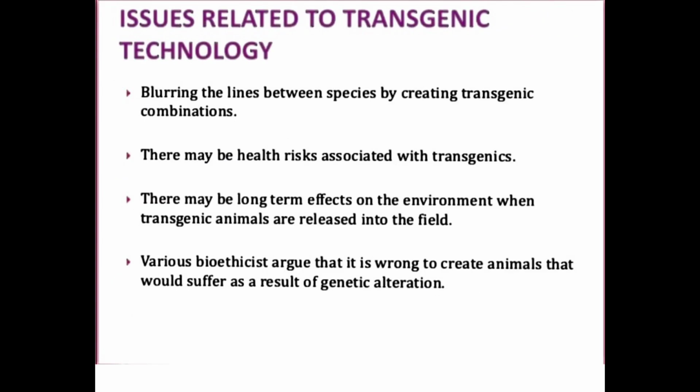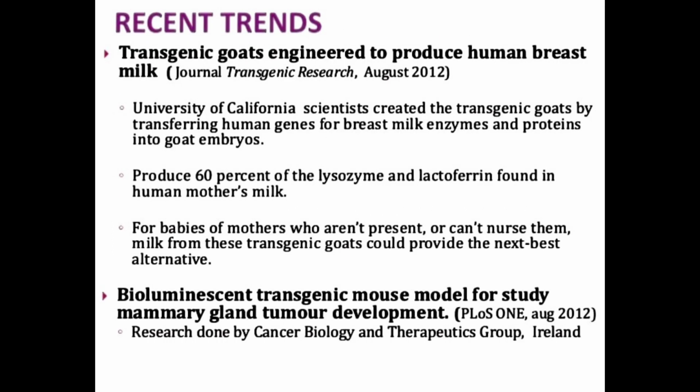Issues related to transgenic technology. Blurring the lines between species by creating transgenic combinations. There may be health risks associated with transgenics. There may be long-term effects on the environment when transgenic animals are released into the field. Various bioethicists argue that it is wrong to create animals that would suffer as a result of genetic alteration.